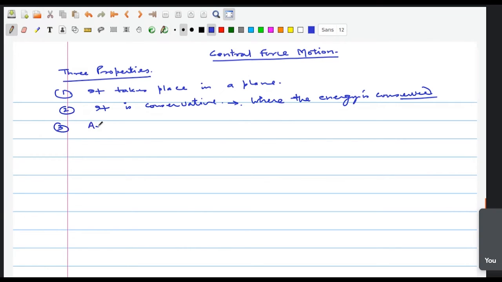And the third one is that the radial velocity is a constant. Okay, the rate of sweep of area is constant. So these are the three properties, and all of them can be proved.